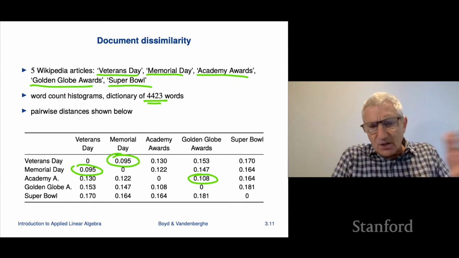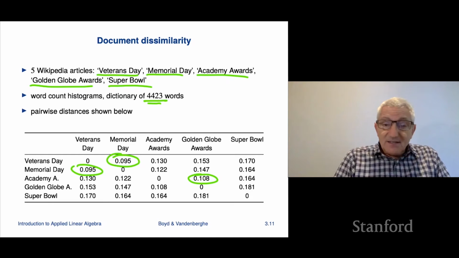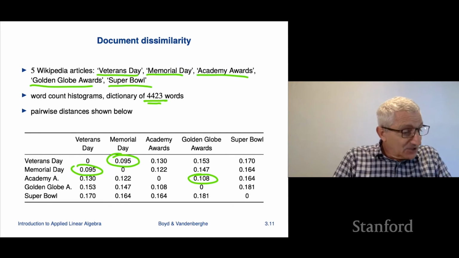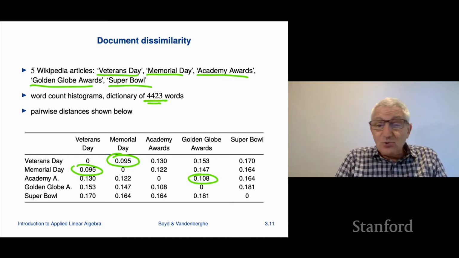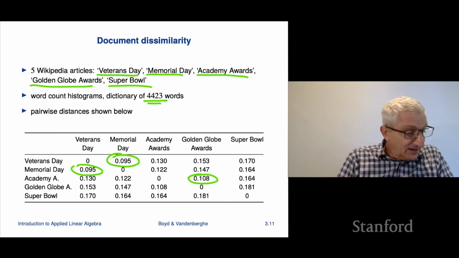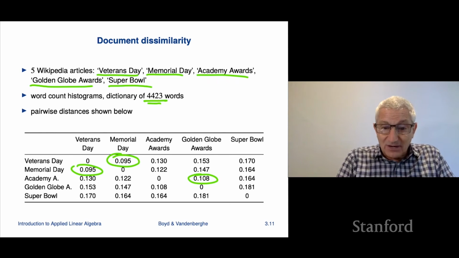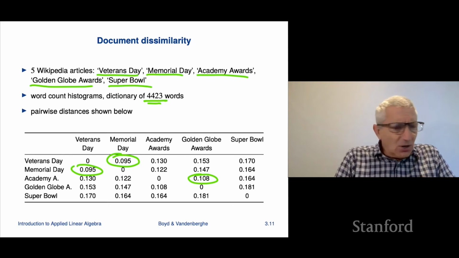Oh, by the way, when I say closest, I mean the ones that are not the same, right? That's kind of amazing because it says that just among these 5 things, the 2 that are closest are the 2 pages that describe holidays, right? The next 2 are ones that describe 2 different kinds of entertainment awards, right? So something is happening, and you can kind of imagine why.